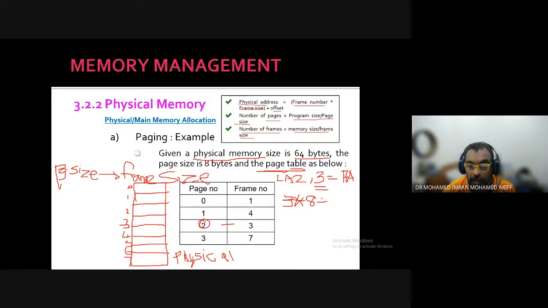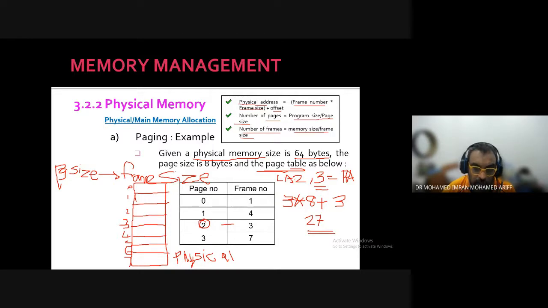Plus offset value. What is your offset value? The question says 3. So 24 plus 3 is 27. So 27 is your physical address given the logical address 2, 3.